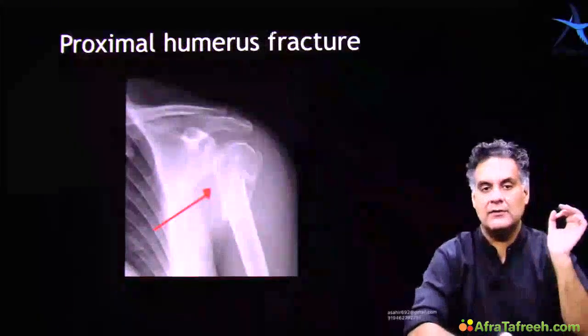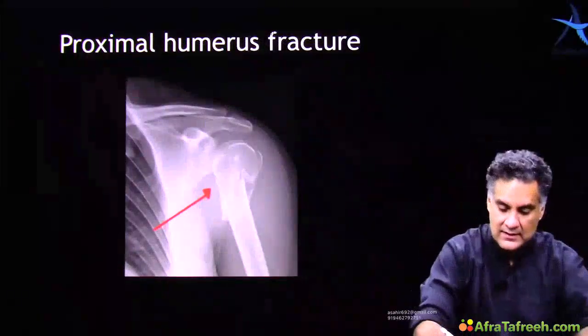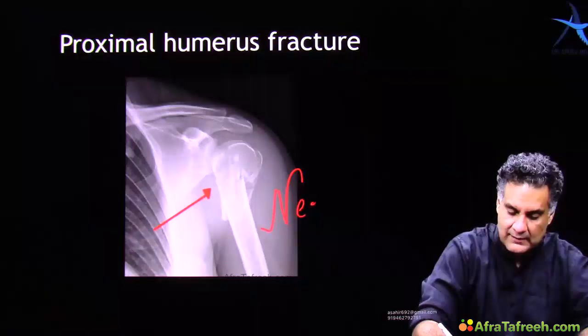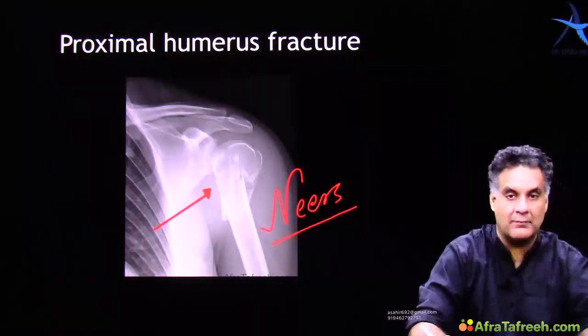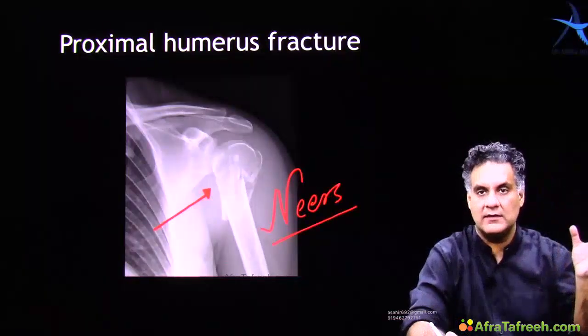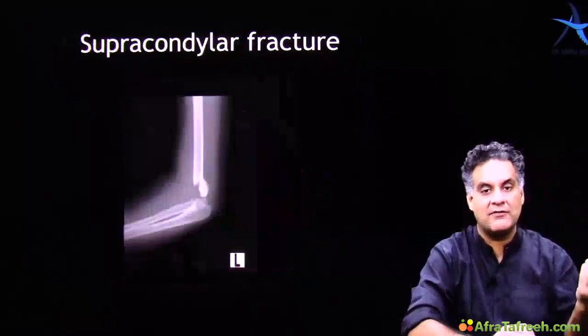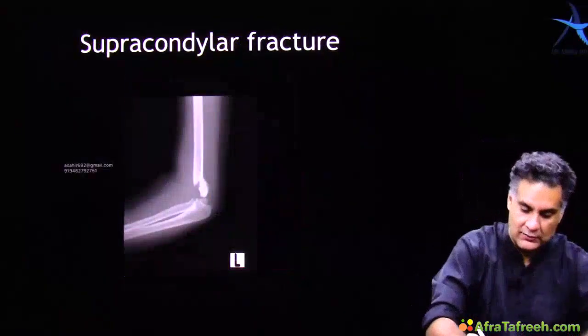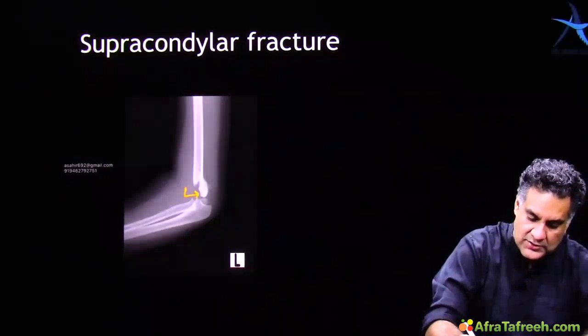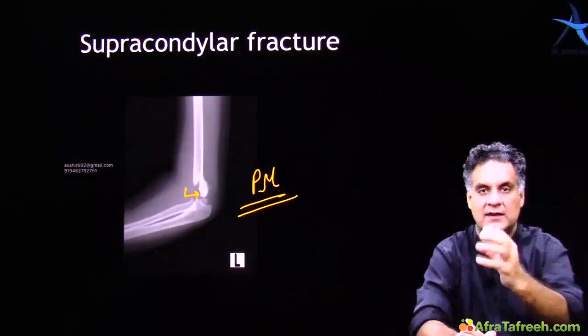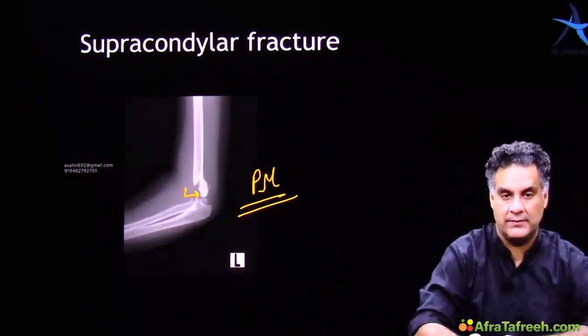And then you have the proximal humerus fractures, which are classified by Neer's classification into 4 parts: the head of humerus, the greater tuberosity, lesser tuberosity, and the shaft. Then the supracondylar fracture humerus, which usually goes posteriorly and medially, called posteromedial displacement. And since it goes posteriorly, it's called an extension type of injury.